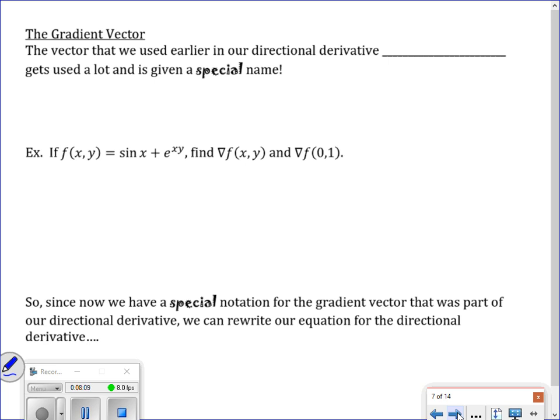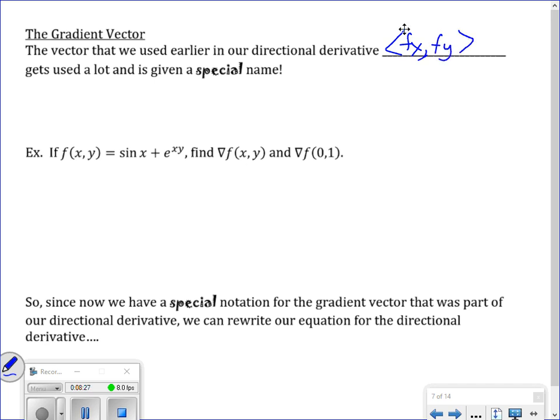All right, so the gradient vector. The vector that we used earlier in our directional derivative, this vector here that was fx and fy, is used so much. It gets its own little name there.